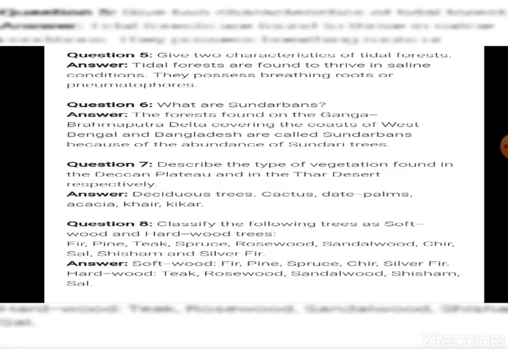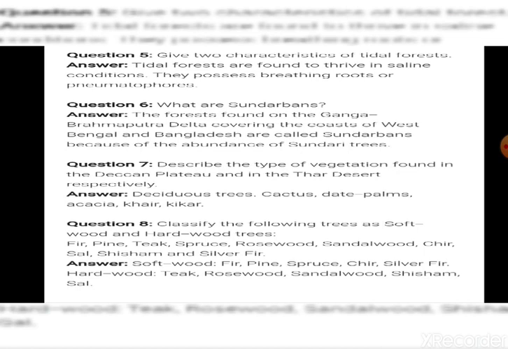Next question, give 2 characteristics of tidal forest. The tidal forests thrive in saline conditions and they possess breathing roots or pneumatophores. Question number 6, what are Sundarbans? These forests found on the Ganga Brahmaputra delta covering the coast of West Bengal and Bangladesh are called Sundarbans because of the abundance of Sundari trees.